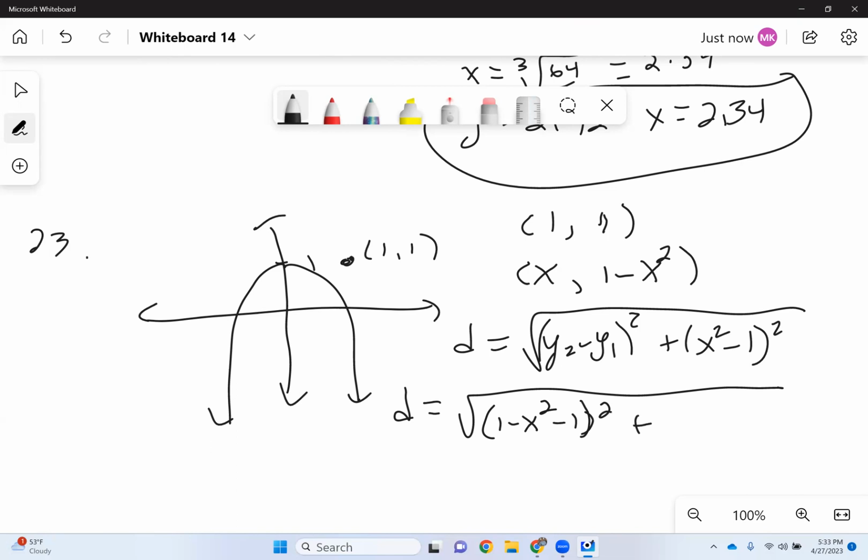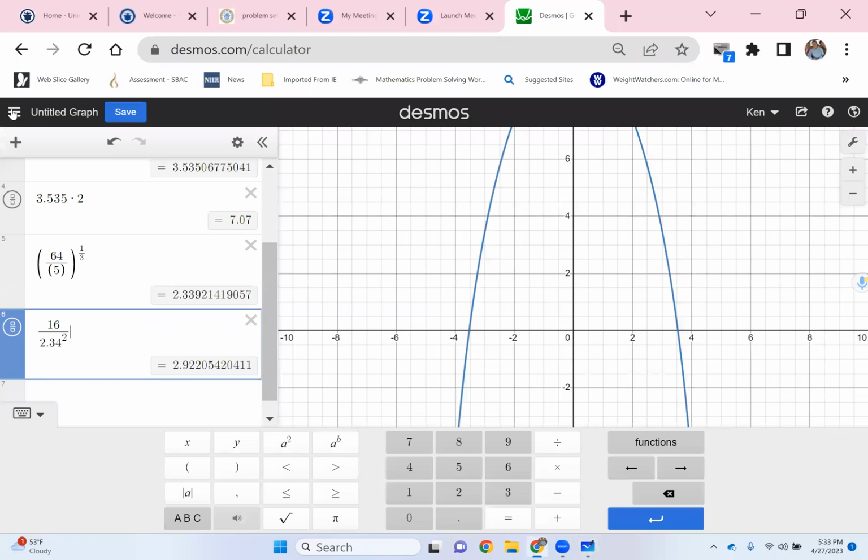Plus, that's x1, x2 is going to be x minus 1 squared. All right. Let's clean this up a little bit. D equals the square root of, the 1's cancel, so we'll have negative x squared squared, which would be x to the 4th, plus x minus 1 squared. And I don't want to take that derivative, so I'm going to use Desmos.